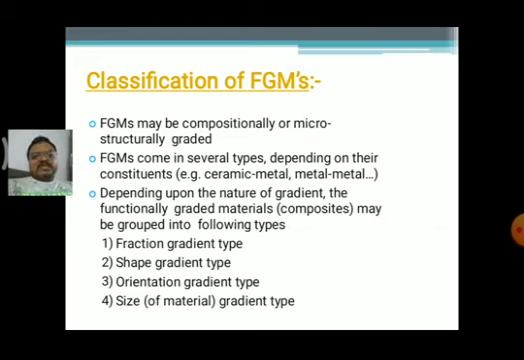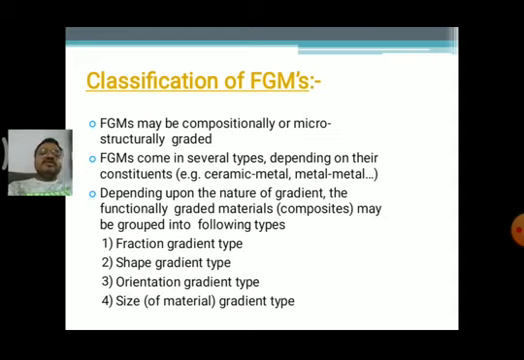The second one is that FGMs are divided into several types depending on their constituents. Constituents means metals, ceramics, polymers, for example carbon fiber, ceramic-metal, polymer-metal. So different types of constituents are there. Earlier we have seen the ceramic-metal composition. So this is the second type of classification.